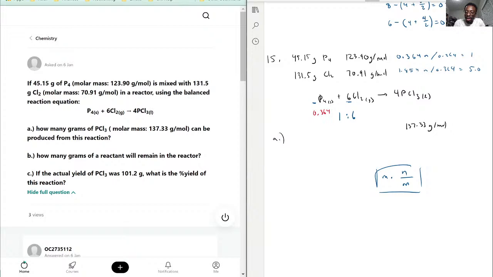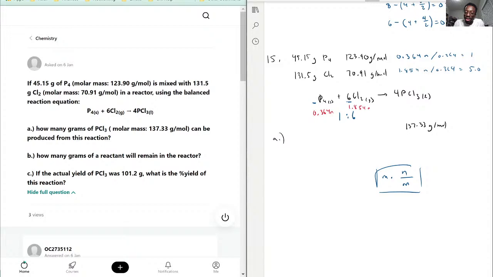P4 and 1.854 moles. So funny enough, even if it looks like we have so little of the tetraphosphorus, that's actually our excess, because instead of it being 1 to 6, it's 1 to 5, meaning that all of that chlorine is actually going to be used up. So because chlorine is limiting, we're going to use that to figure out how many moles of PCl3 was actually made. So we have 5 moles of it, right?